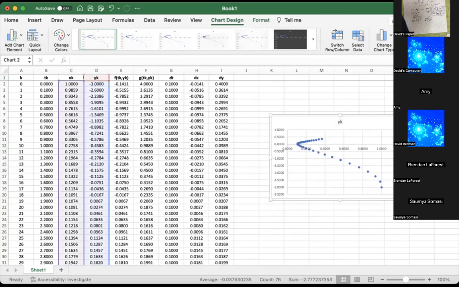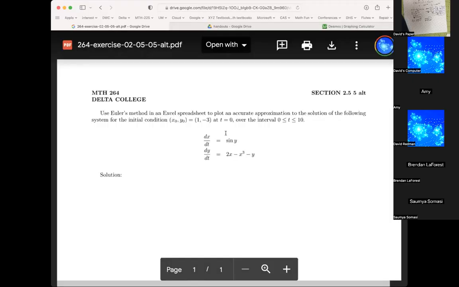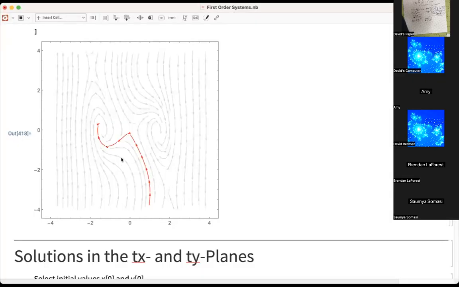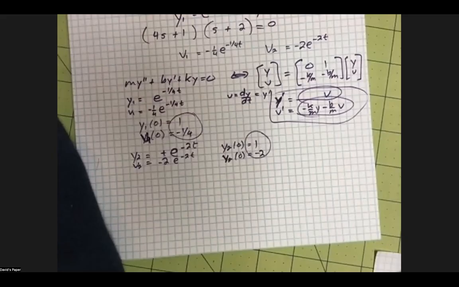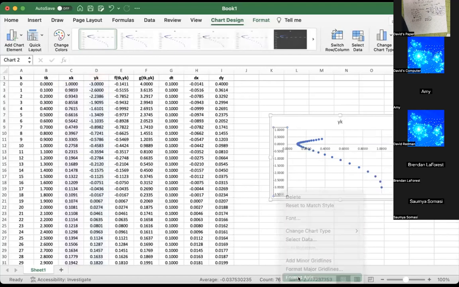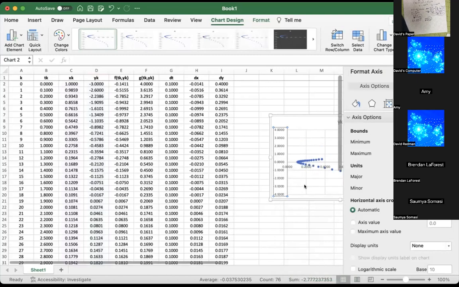But now I'm going to go back to my Mathematica notebook to see what I'm looking for. Nope, wrong one. Sorry, Mathematica notebook, where are you? So I want something that looks approximately like this, minus 4 to 4, minus 4 to 4. So let's go back to our Excel notebook and set this axis, format the axis. Minus 4 to 4. Got it.